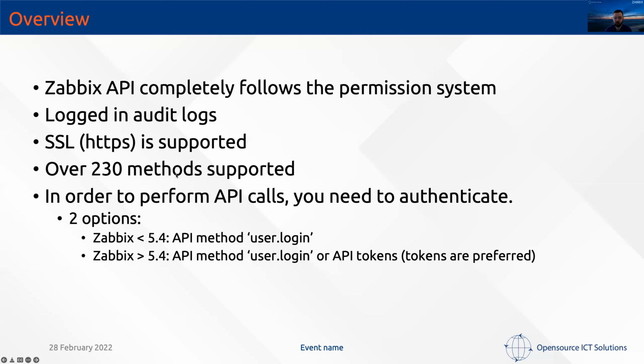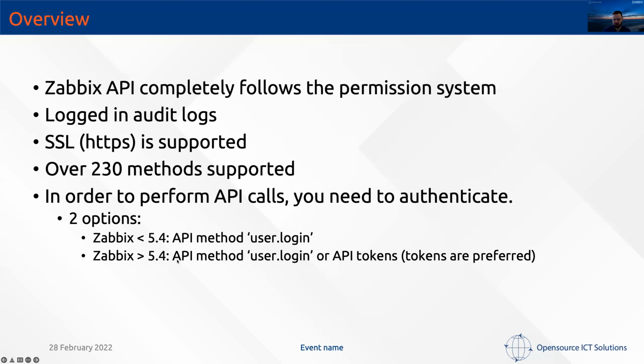There's over 230. All of them can be found in the Zabbix documentation, and we can use them to do a bunch of stuff. Do keep in mind, in order to perform API calls, you will need to authenticate towards your Zabbix API, on which we have two options these days. Everything that's Zabbix 5.4 or earlier, so 5.0, 4.0, 3.0, will need to use the API method user.login. We will have to specify username and password to log into the API user and set it up like that.